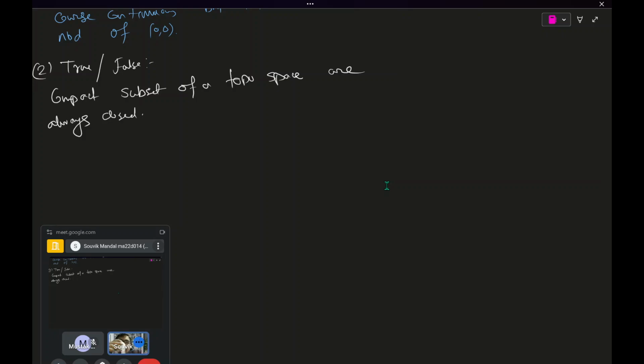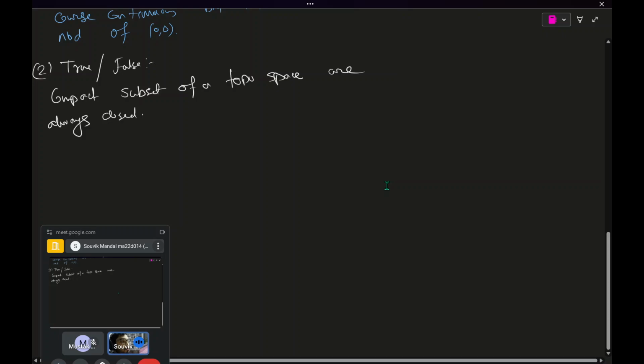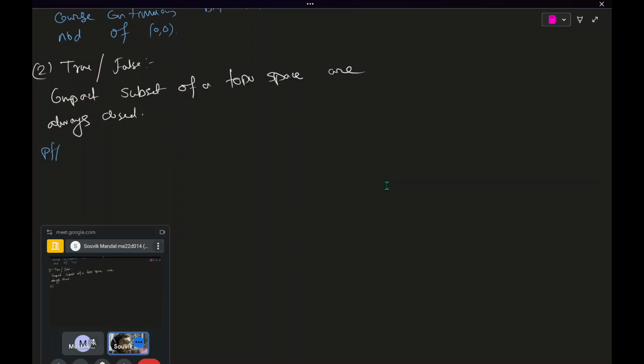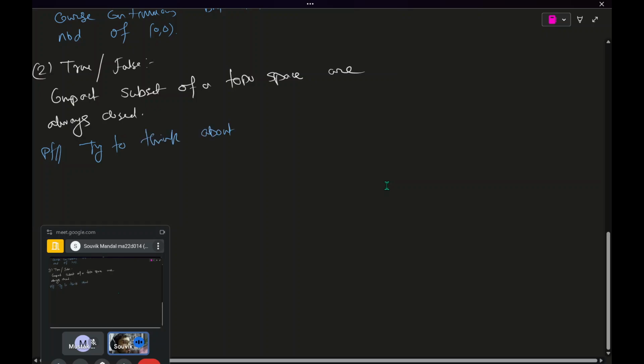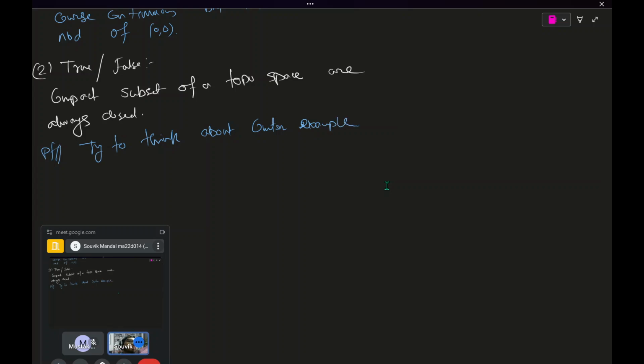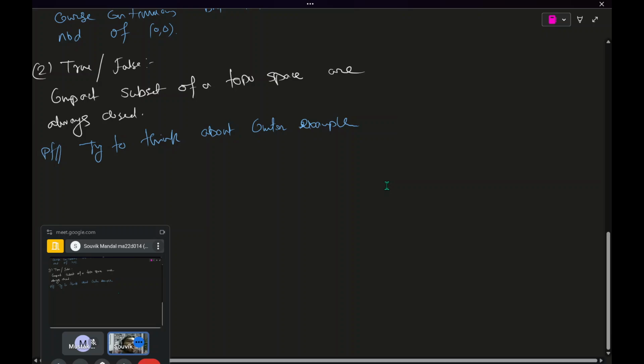We know that in a Hausdorff space it is true, but this is not true in general. So try to think of a counterexample. Please think about it for 2 minutes.